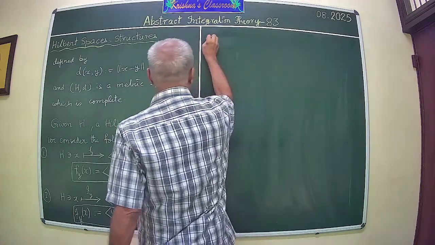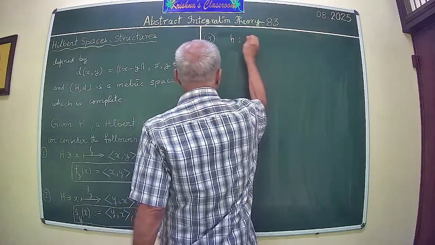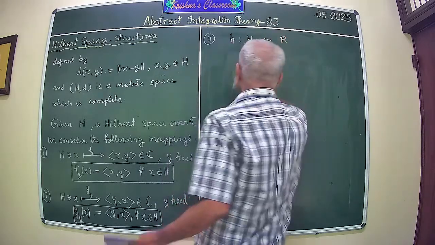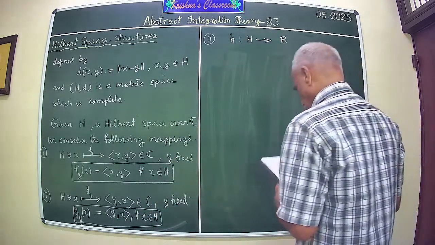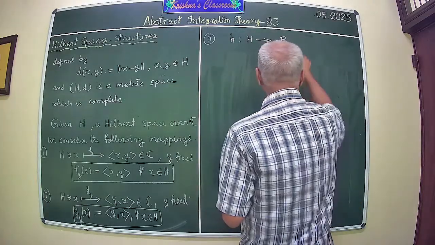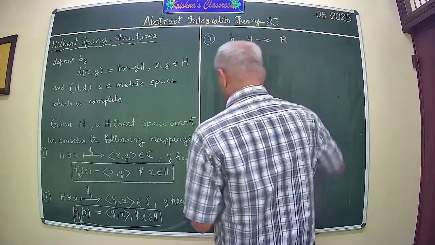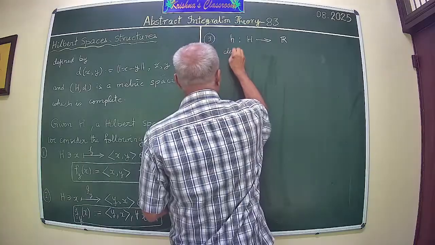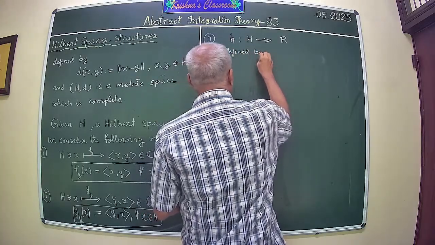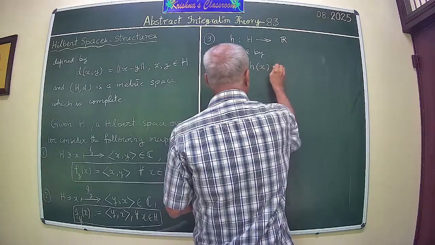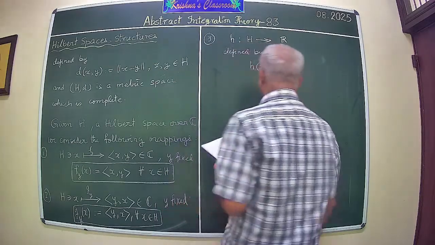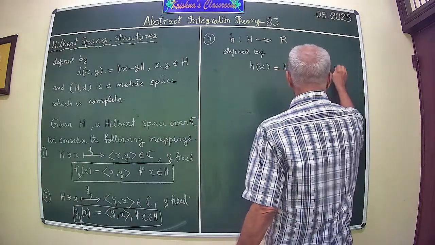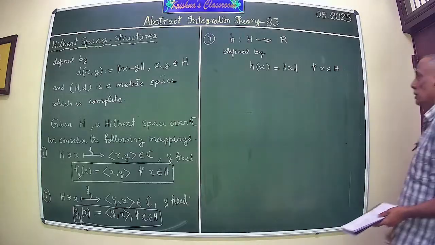So we consider a third map, namely H from the Hilbert space to R. In fact, more precisely, to 0 to infinity, defined by H of x equals the norm of x. So this is the definition of H.